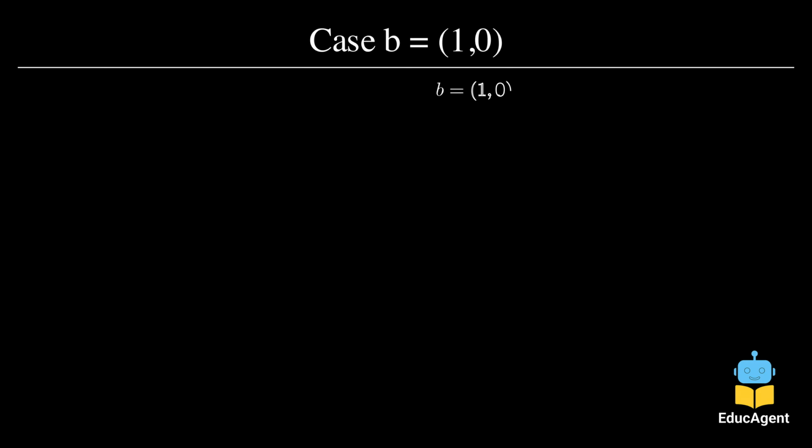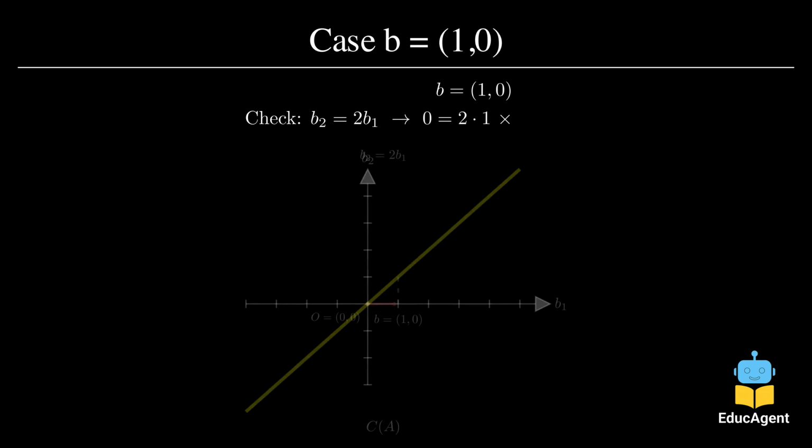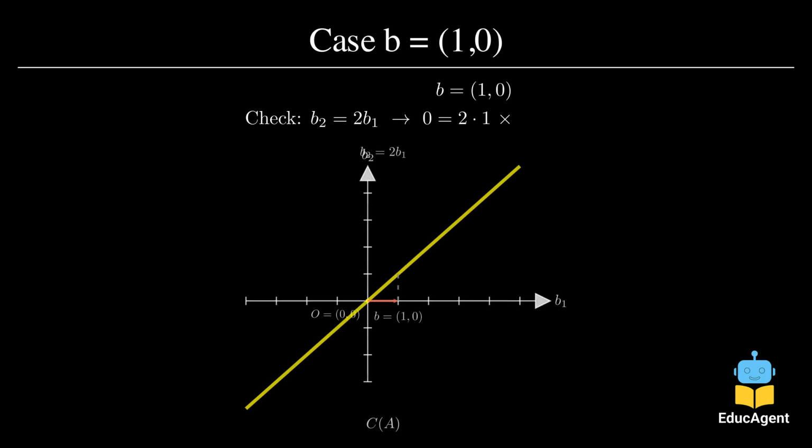For B equals (1, 0), the condition fails, so the system is inconsistent. Any combination of the columns stays on the line B2 equals 2 B1, but (1, 0) is off that line, so there's no way to reach it, and no solution.